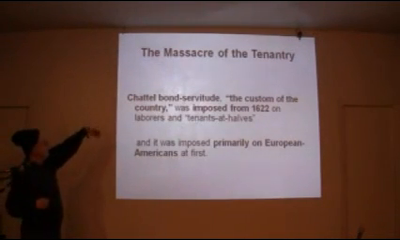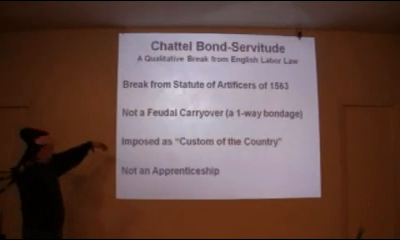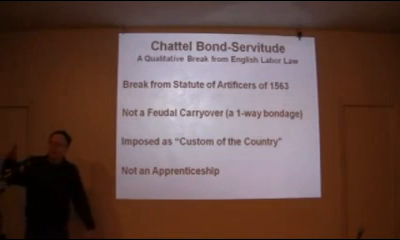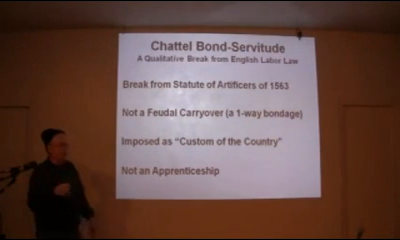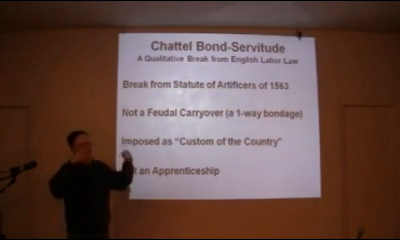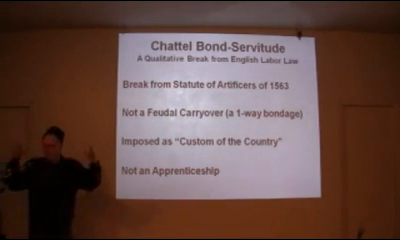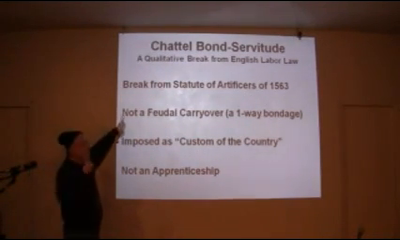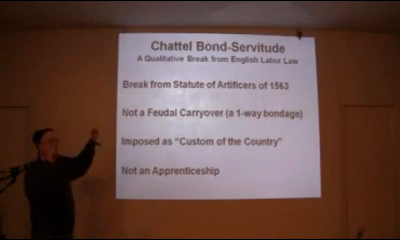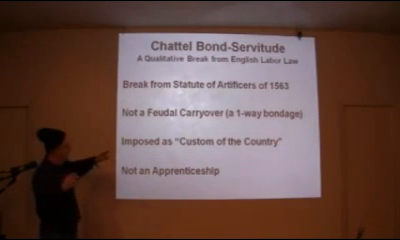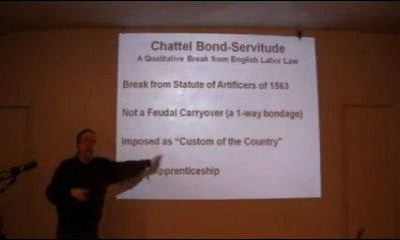Allen refers to this as the massacre of the tenantry. It's a qualitative break from English labor law. When you hear your history today, they talk about indentured servants, it's euphemisms. Europeans different than African, it's all code words, a lot of this stuff. The break from the statute of artificers, it's a qualitative break. This is not any carryover from English labor law. It's not a feudal carryover.